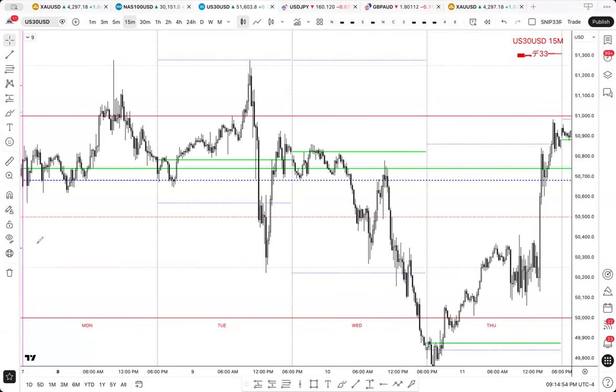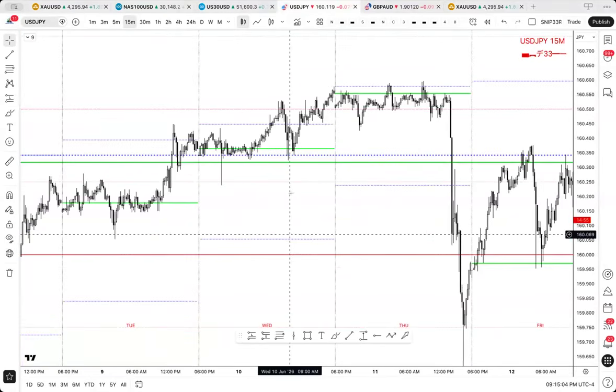10x, 20x, 30x. I've done this. I have done this for years. Now, there were plenty of times where I was actually blowing up my account.